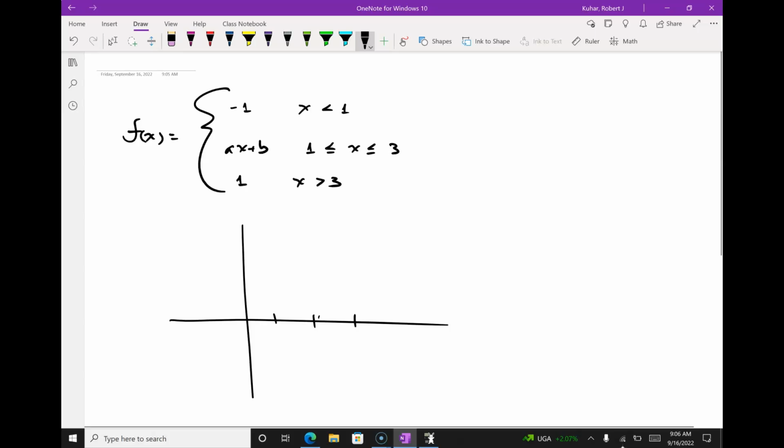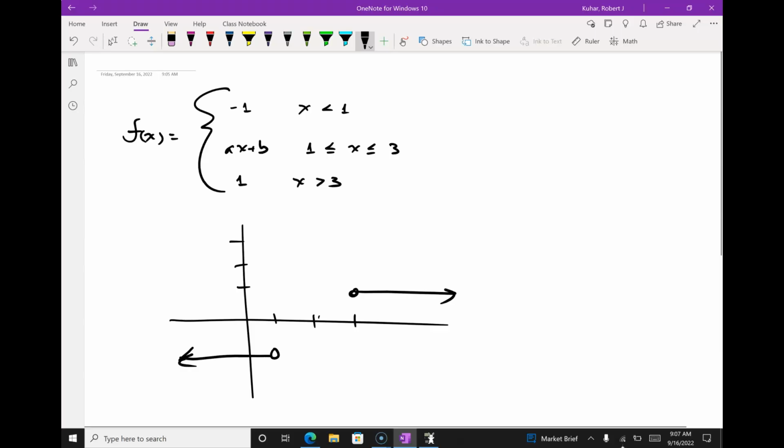If I'm left of 1, my height should be negative 1. If I'm right of 3, my height should be positive 1. Right? So we agree with that piece? The furthest left part of the function is just the horizontal line at negative 1, right?